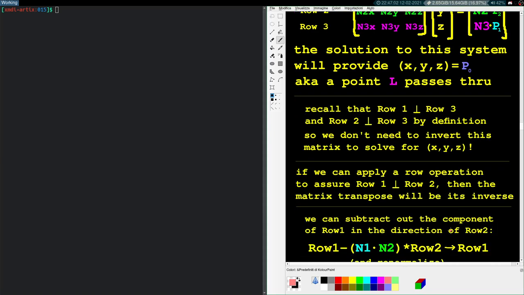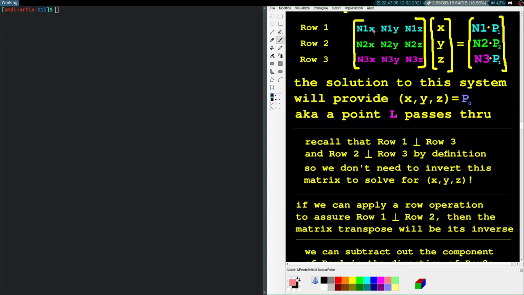So this is the trick. You can recall that row 1 and row 3 are perpendicular because, remember, N3 is the cross product of N1 and N2, so you know for a fact that N3 is perpendicular to both N1 and N2. And so basically, if we can just make rows 1 and 2 orthogonal, like rows 1 and 3 and 2 and 3 are, the equation is already solved.